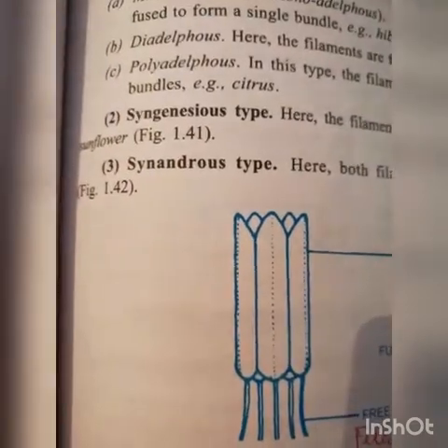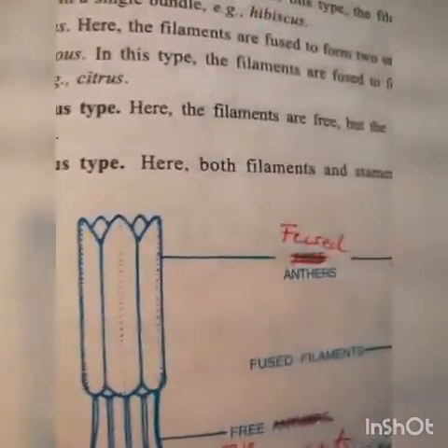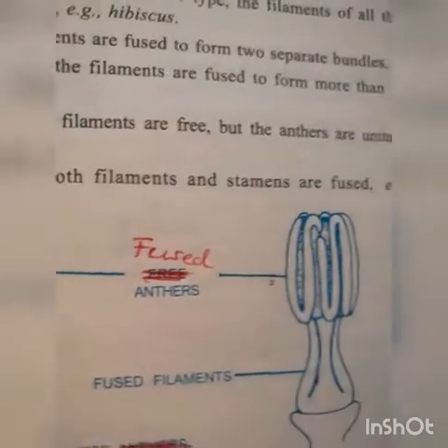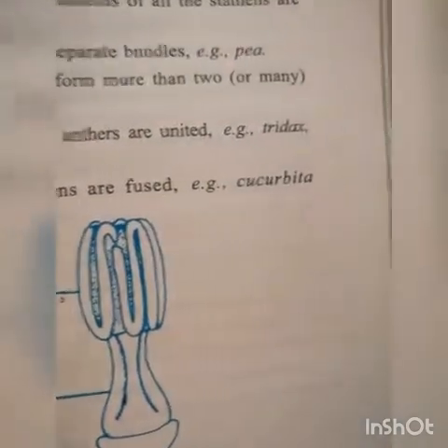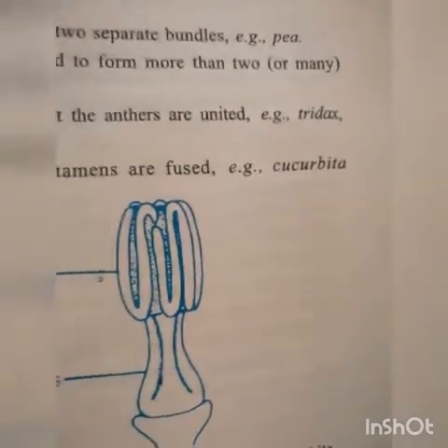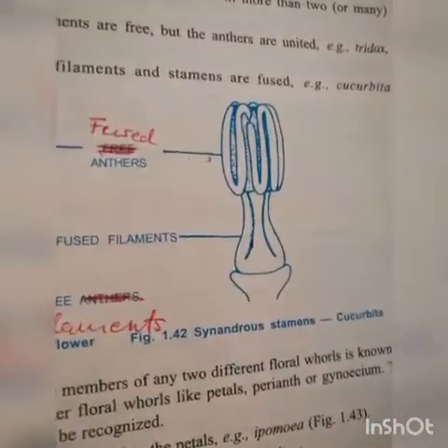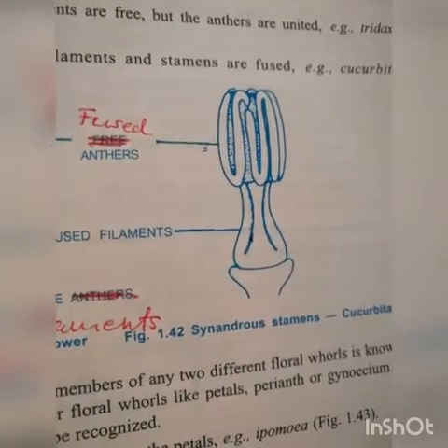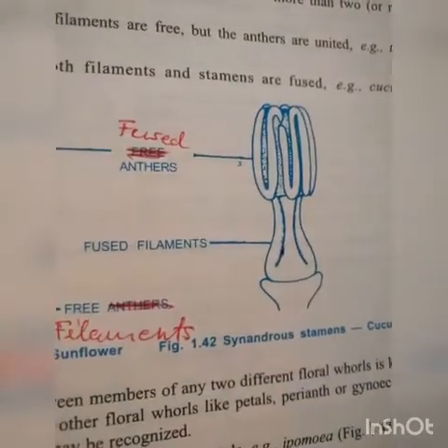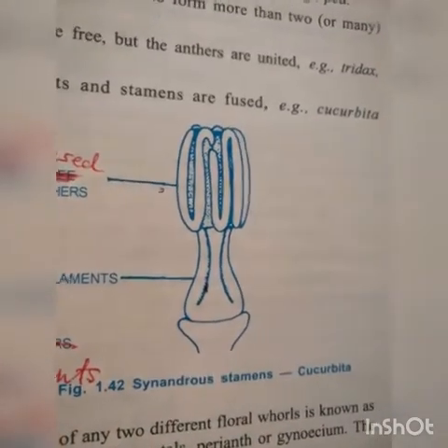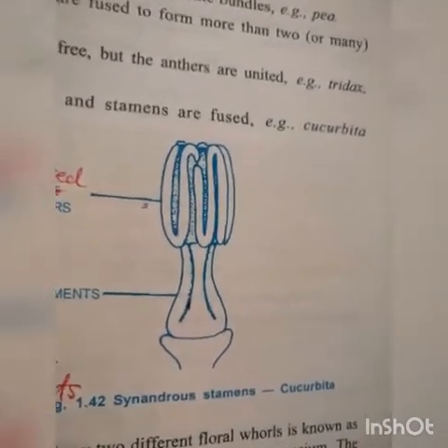Next one, synandrous type. Here both the filament and anthers are fused. Example, Cucurbita or cucurbits. See the figure, filament and anther both are fused. Fused filament, fused anther. Synandrous stamen found in cucurbits.